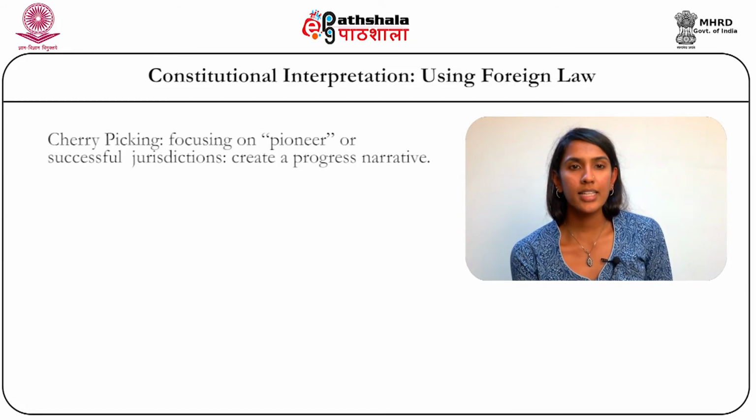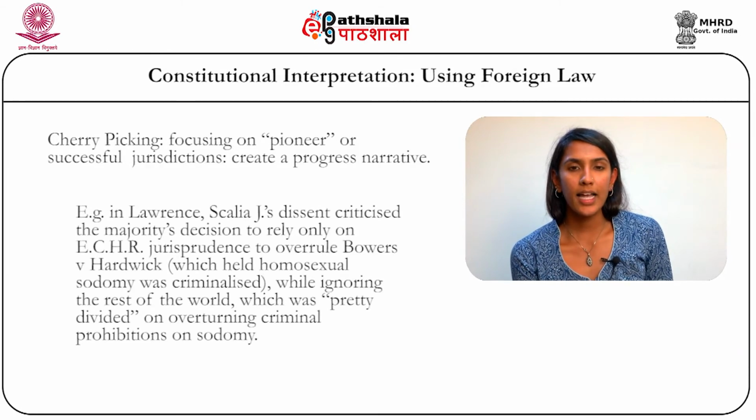Cherry picking, thus, has another related element, which focuses on only pioneer jurisdictions or successful jurisdictions, and hence the court is then trying to construct a progress narrative. For instance, in Lawrence versus Texas, the dissent criticized the majority's decision to rely on only decisions from the European Court of Human Rights jurisprudence to overrule the existing Bowers versus Hardwick case, which in fact had held that homosexual sodomy was criminalized, while ignoring the rest of the world, which was, in their words, pretty divided on overturning criminal prohibitions on sodomy.